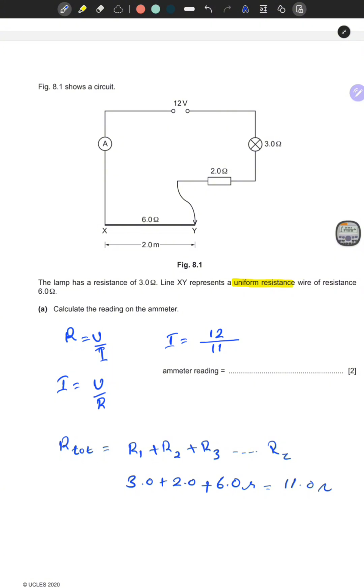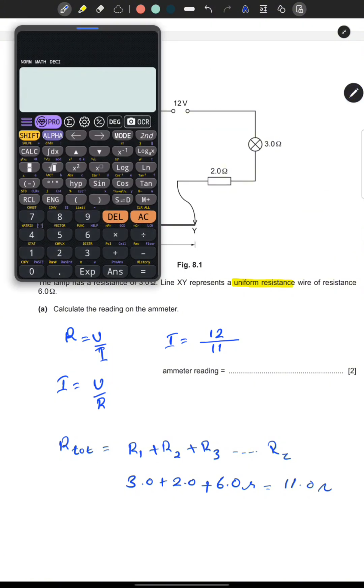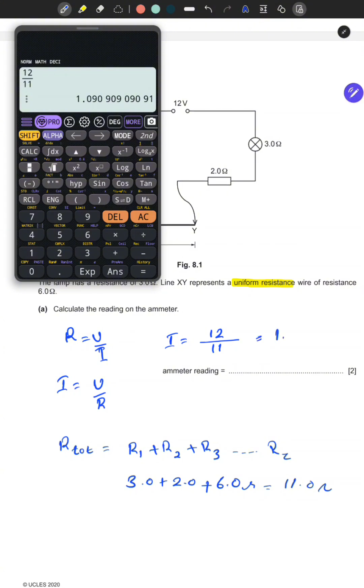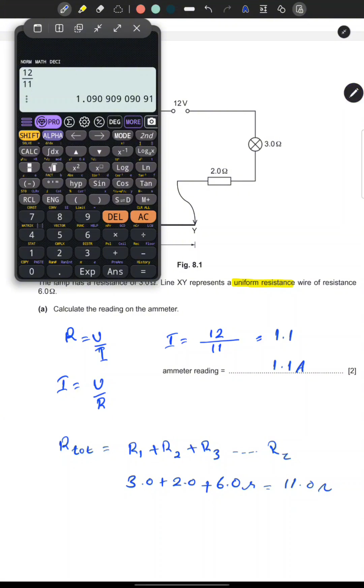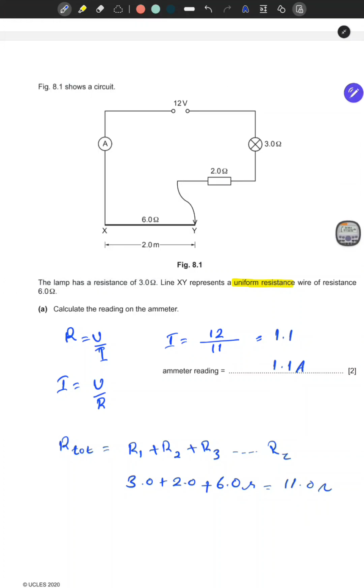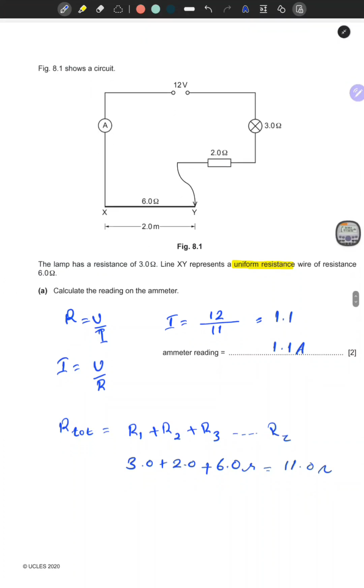12 over 11 equals, let's check the calculator here, 1.09, which is 1.1. So my answer will be 1.1 amperes. Yes, because the unit of the current is amperes. Okay, let's see the next part here.